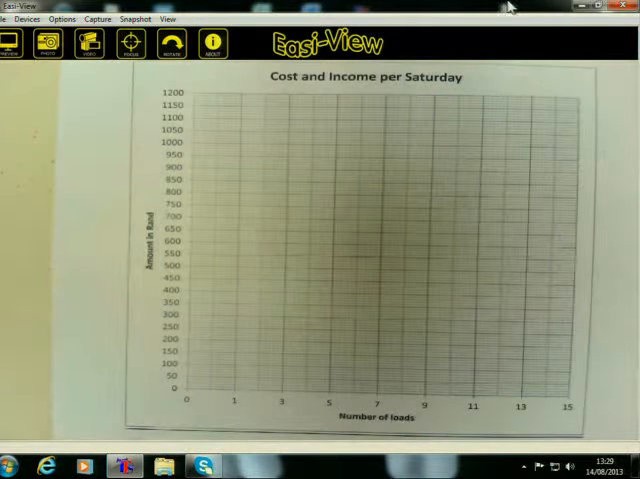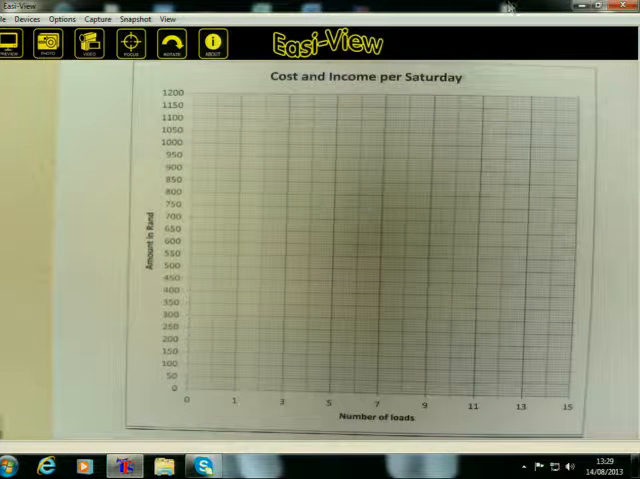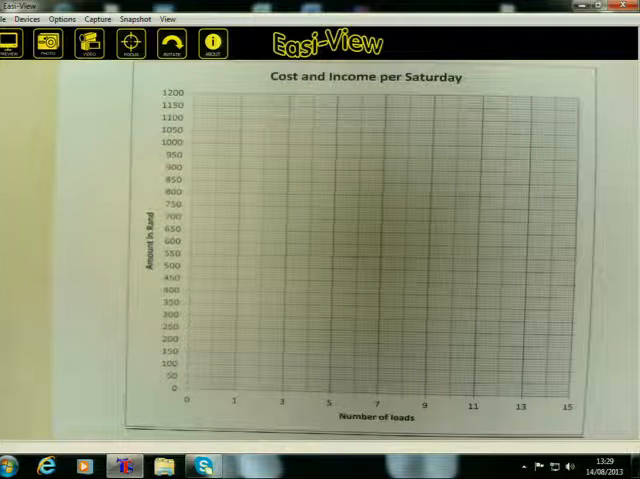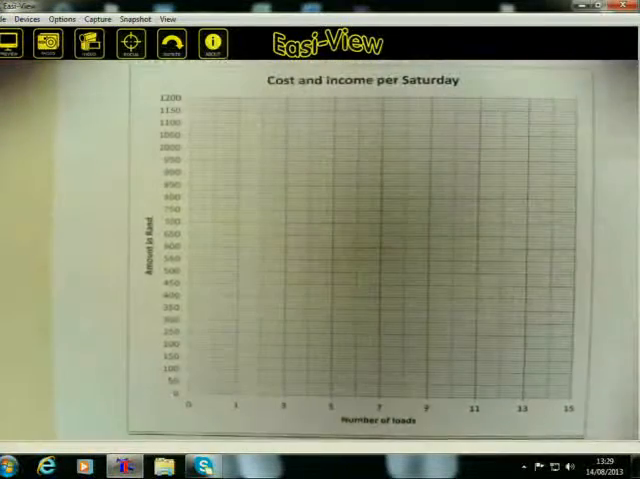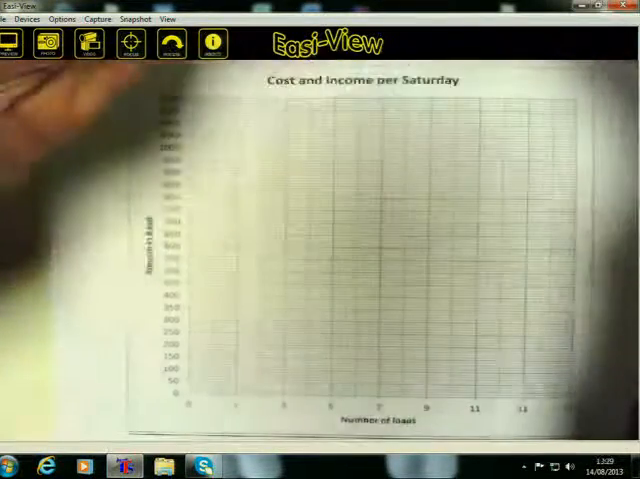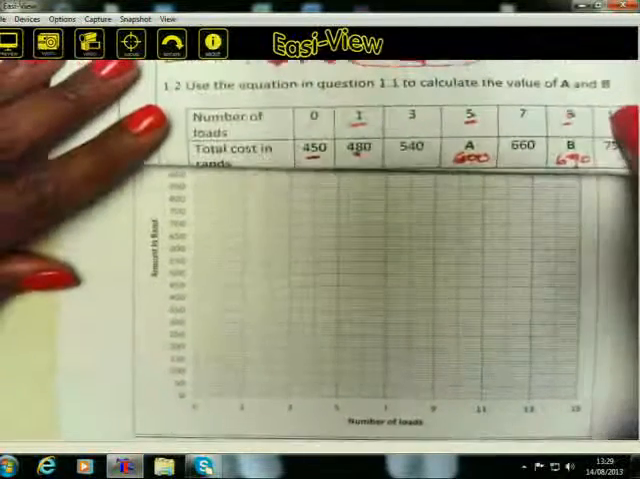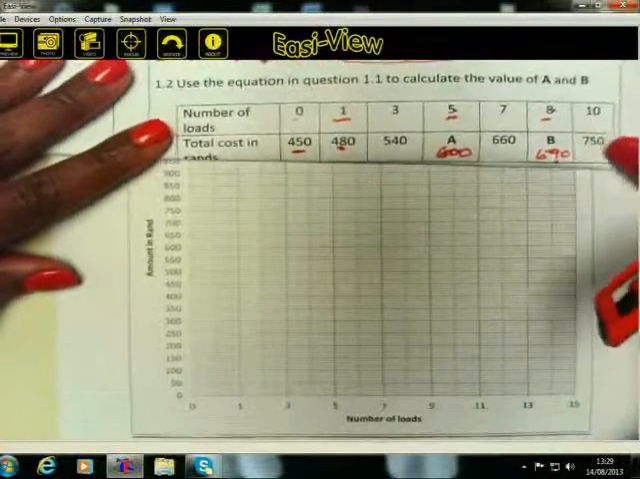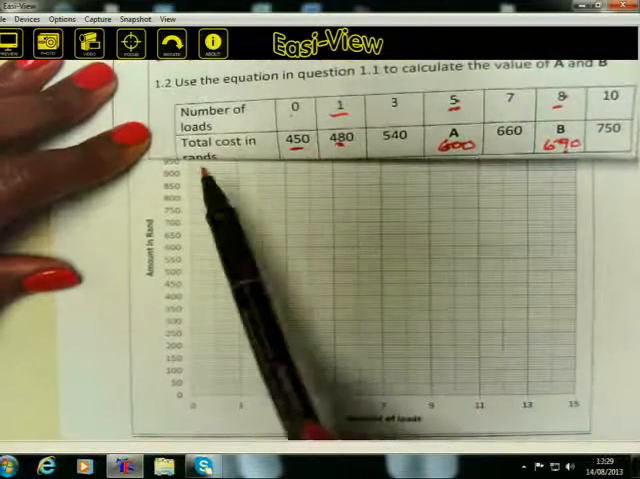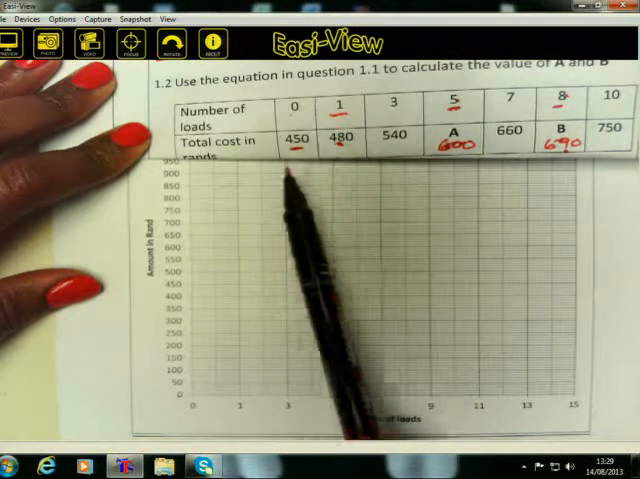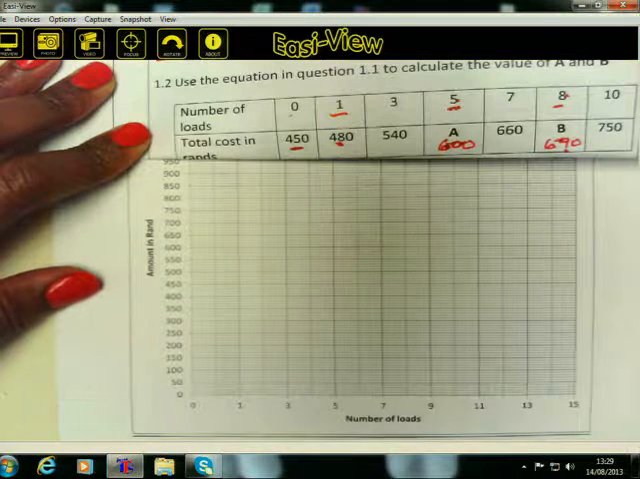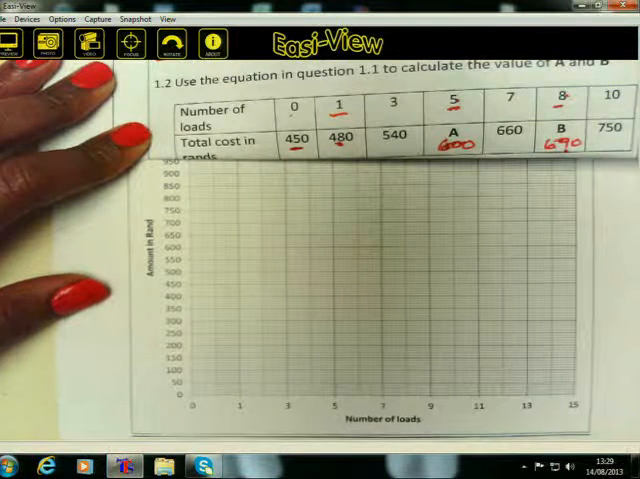Remember, let's start first with the cost graph, because we started first calculating the cost. If I can show you this so that you remember the values that we had, I hope you can see those values so that you remember which values were there, and then we can start plotting those values. Remember, the values were on the total cost in rands. It was said for 0 loads, the cost will be 450. Remember that 450 is for hiring the bakkie.